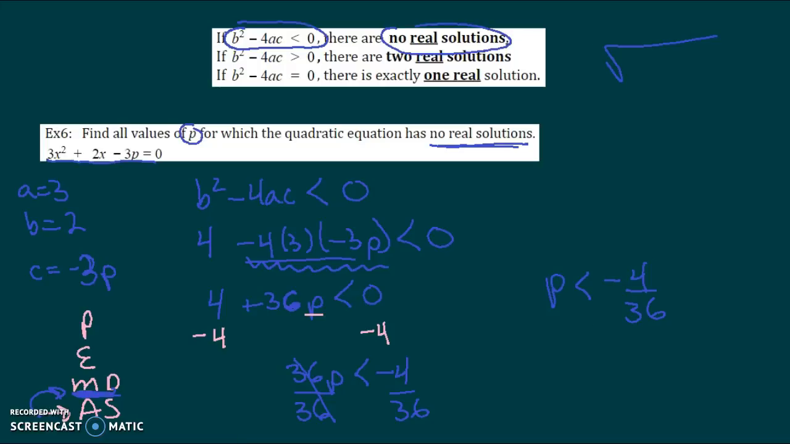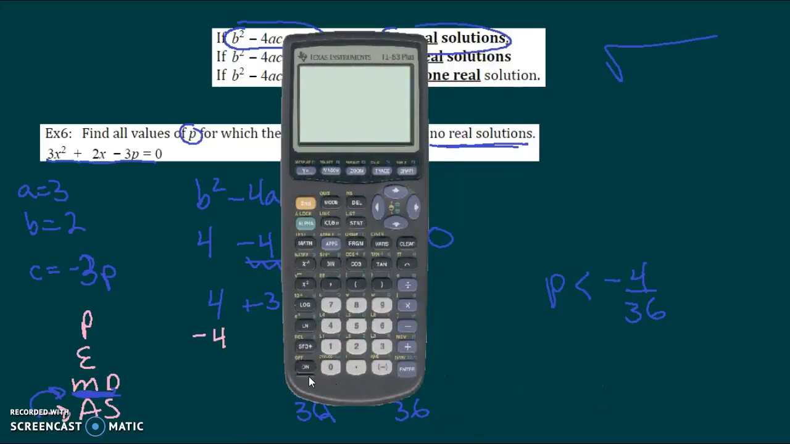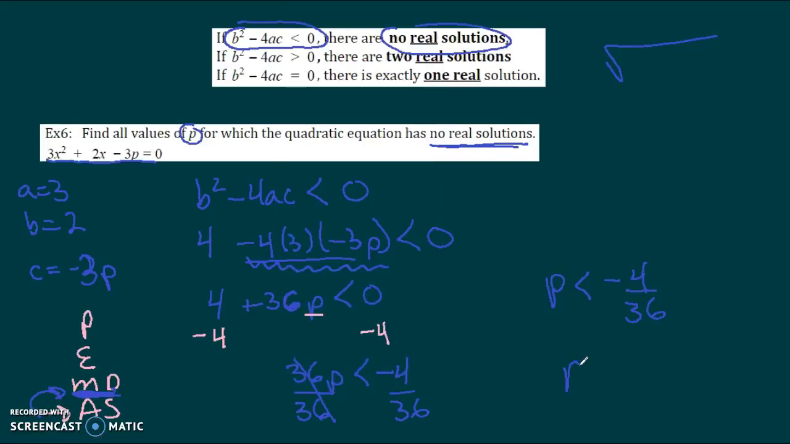And I should definitely reduce that fraction. So if I can't do that in my head or don't want to take the time, negative 4 divided by 36, math, frac, negative 1/9. So as long as p is less than negative 1/9, this whole expression will be less than 0, which means this quadratic would have no real solutions. Good luck with this. I know you can do it.